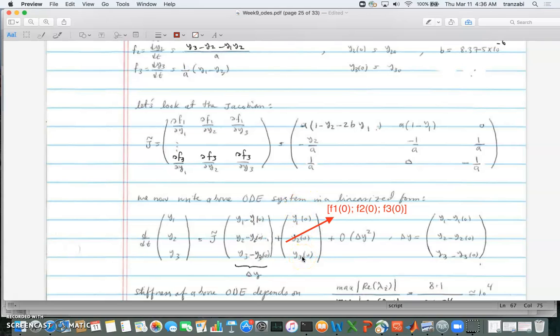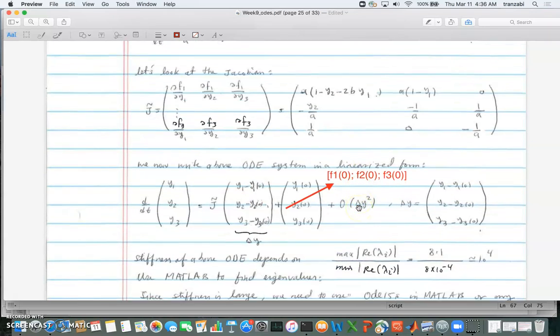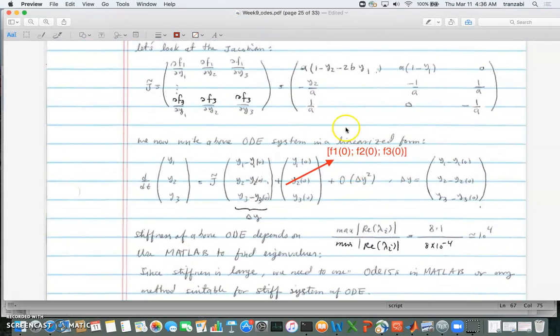This is pretty much like a Taylor series for vector functions. So this is the function at point 0. This is the first derivative times the variation in the function, and so forth. We do not actually have the second order term, we just drop it because this is just about linearization. We only keep the linear term. Now with this Jacobian matrix, we're going to go ahead and find the eigenvalues.